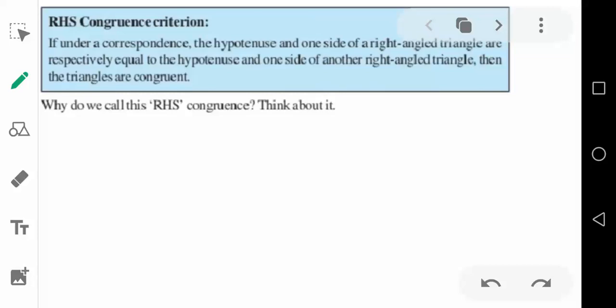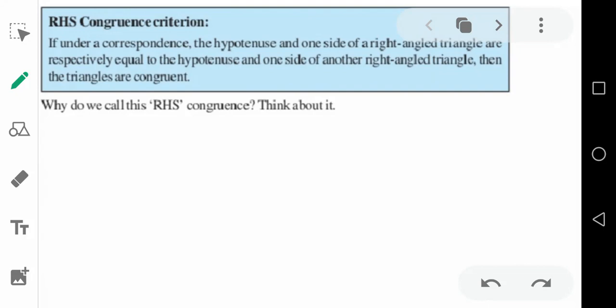Good morning, students. Today we are going to study the next criteria for congruence, that is RHS criteria. This criteria is for right angle triangles. Do you know what a right angle triangle is? A right angle triangle is a triangle in which any one angle is 90 degrees.